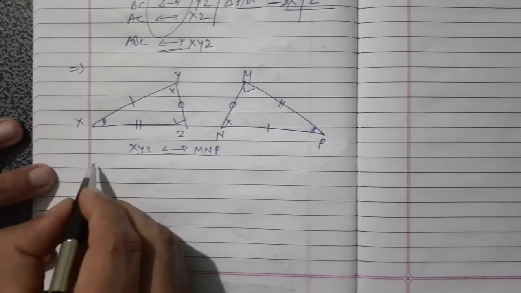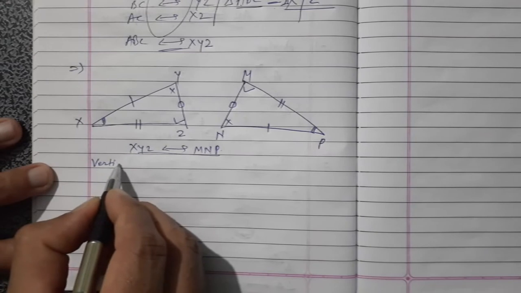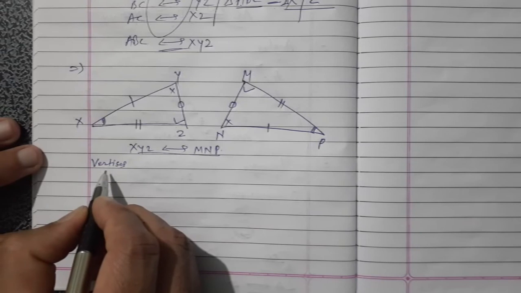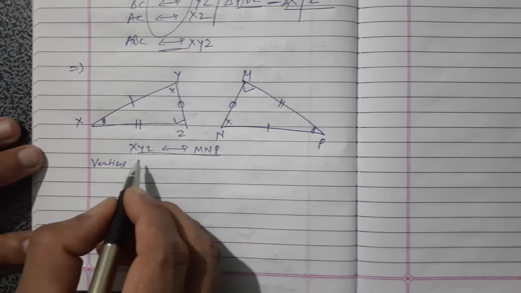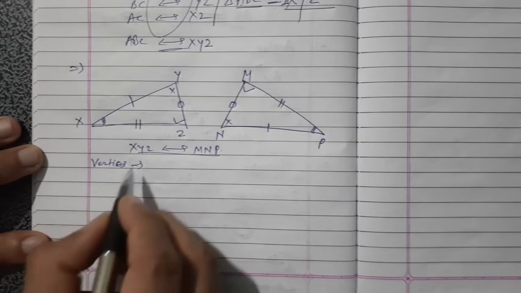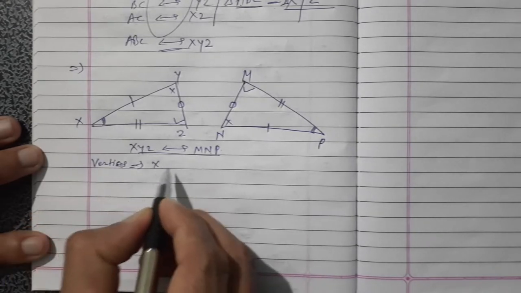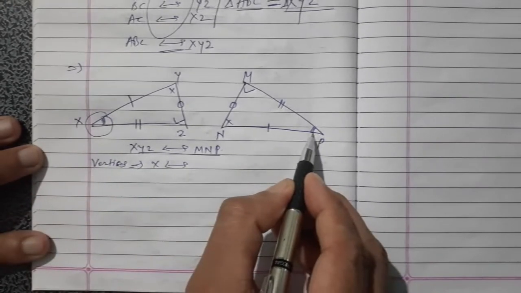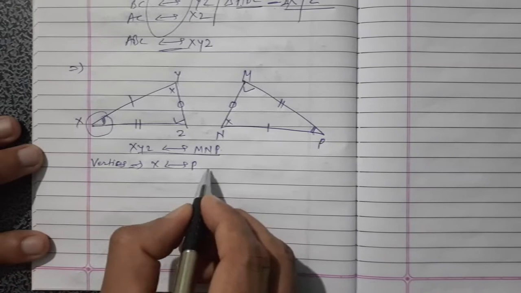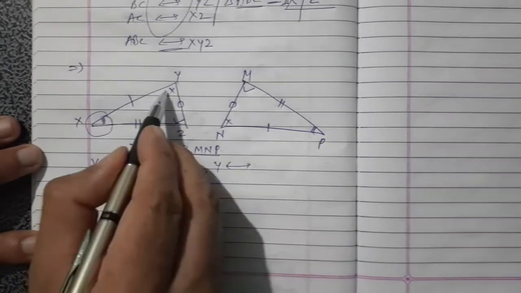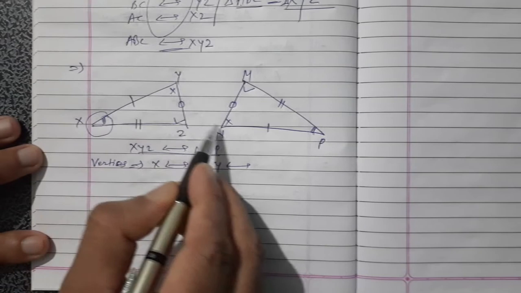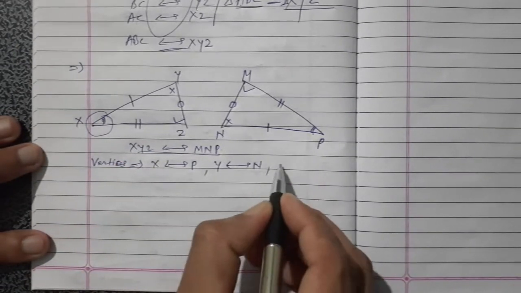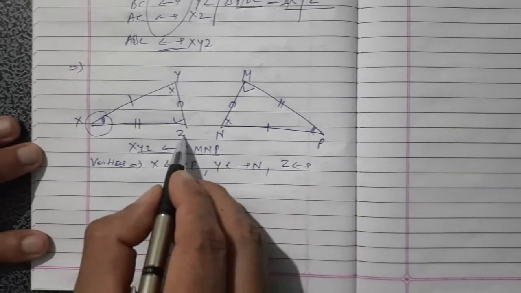First we write down the vertices. Look, X corresponds with P, so write P here. Same for Y: check the sign, Y and N are equal in measurement, so Y corresponds with N. Same for Z: Z corresponds to M.